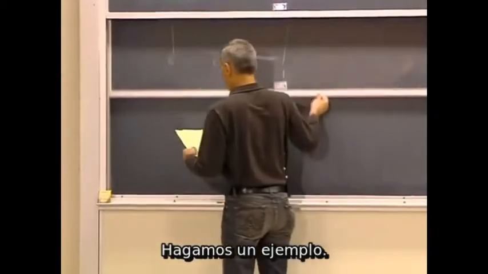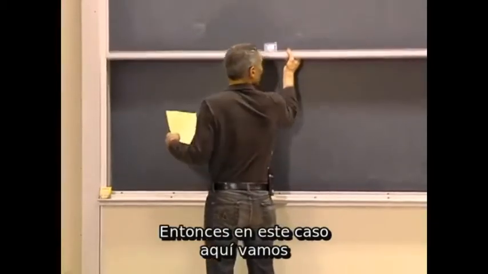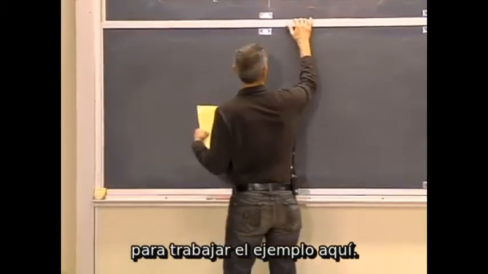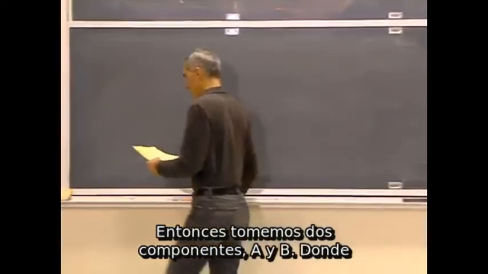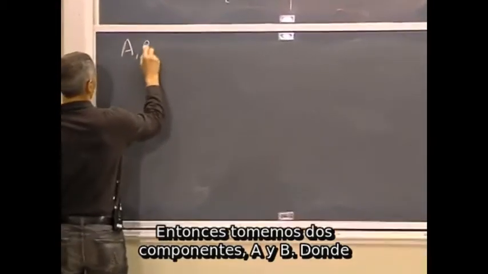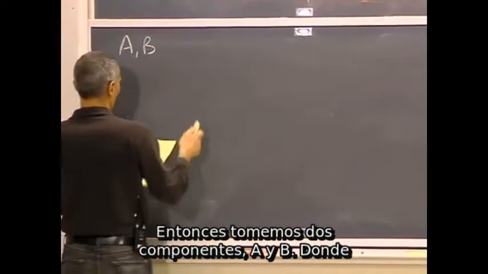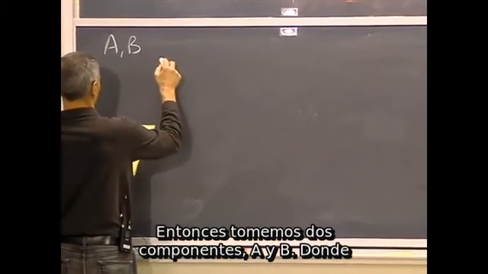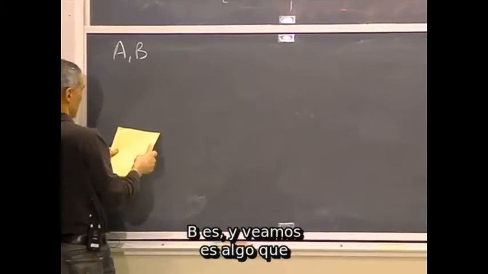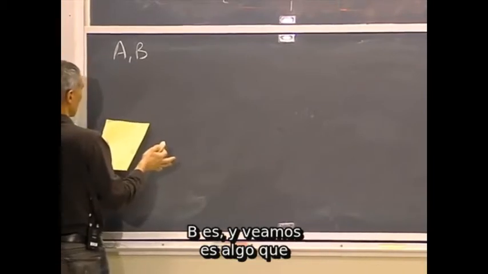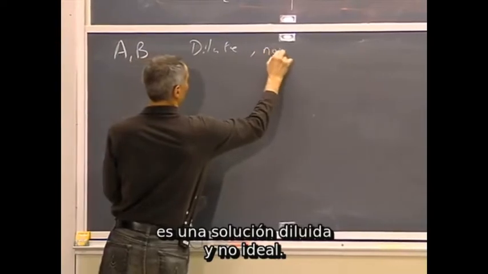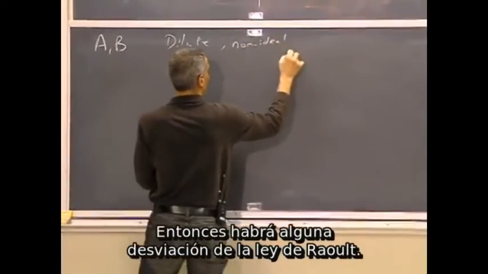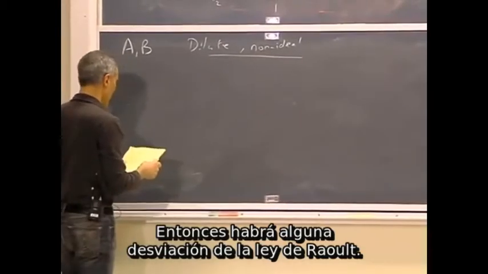OK, let's do an example. So in this case here, we're going to work the example out here. So let's take two components, A and B, where B is, and let's look at something which is a dilute solution and non-ideal. Okay, so there's going to be some deviation from Raoult's law.